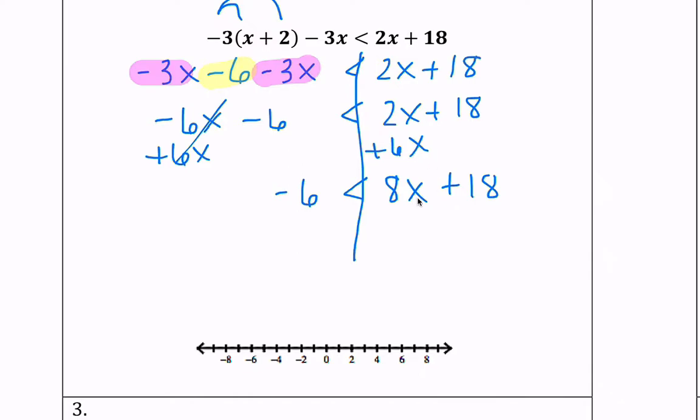Okay, so we're still trying to get x by itself. Since 8 is directly touching it, let's leave this guy alone for now. And we're going to get rid of that plus 18. To get rid of a plus 18, we subtract 18. What we do on one side, we do on the other. So we have a negative 6 minus 18. Negative 6 minus 18 is going to give me a negative 24. My sign drops down. There's no reason to flip it. A plus 18 and a negative 18 cancels, so that 8x drops down.